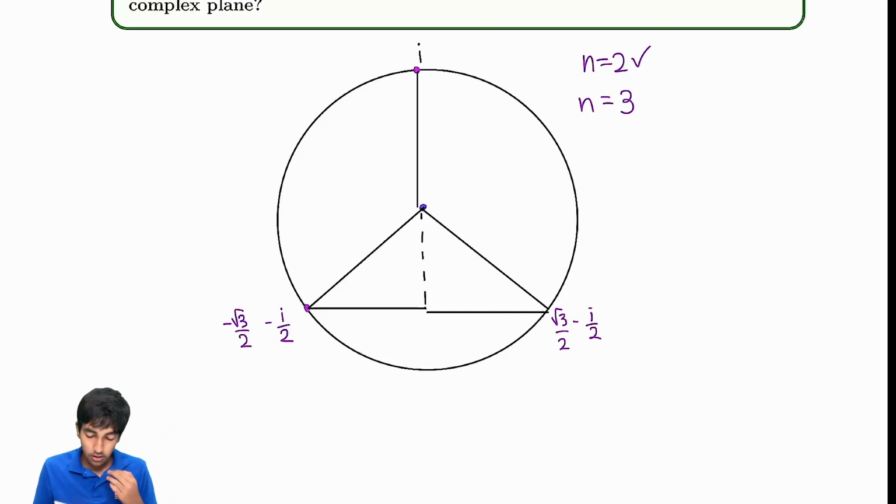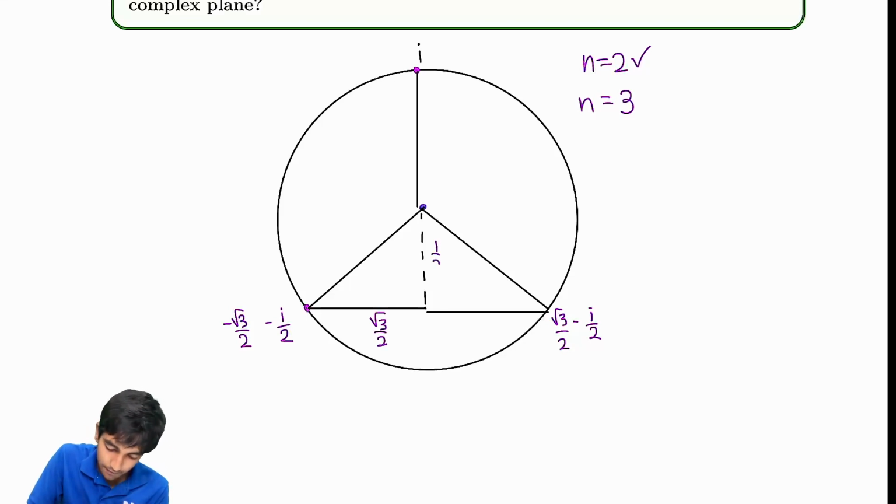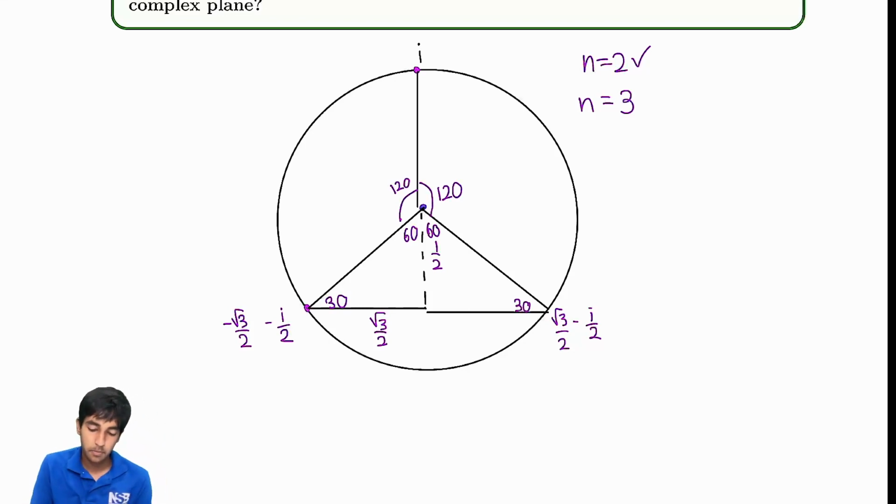Okay, so now the question is, are these equally spaced? And to do this, we use 30, 60, 90 triangles. This is root 3 over 2. This is half. So this is 60 degrees, 30 degrees. Similarly, this is 60 and this is 30. And then by sum of angles in a line, we get that's 120 and that's 120. So clearly these points are equally spaced. So n equals 3 is also a check.